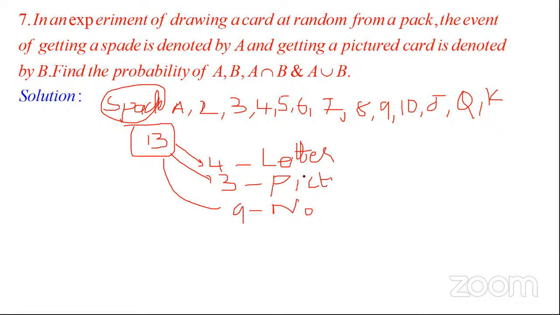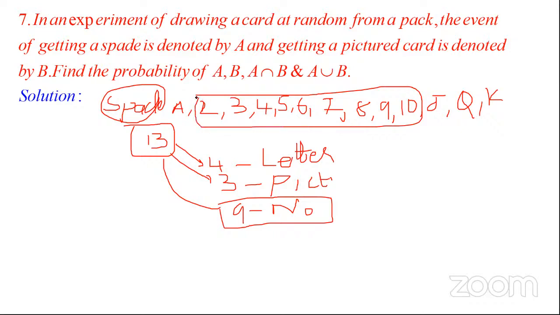What are the letter cards? What are the picture cards? What are the number cards? Number cards are the ones showing numbers, that is, these 9. Letter cards are A, J, Q, K. The picture cards are J, Q, K, so these three are the picture cards. These four are the letter cards, and the remaining 9 are the number cards.